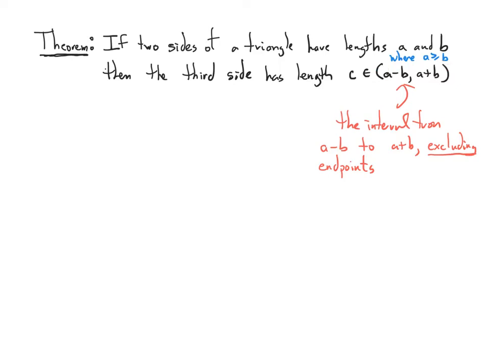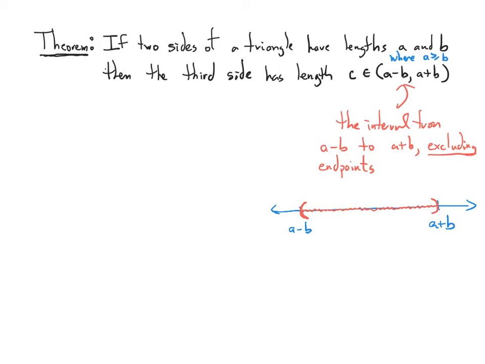Maybe I'll draw this on a number line just to make sure we get what's going on. So if this was a number line, and we had the point A minus B here, and then we had the point A plus B here, obviously A plus B is bigger than A minus B, then I'm saying that the length of C has to be somewhere in here. It can't be exactly A plus B. It can't be exactly A minus B, because then you have your other two sides lying directly either on top of each other or as a straight line, and that's not a triangle. But any other length in between them, you can make a triangle with.